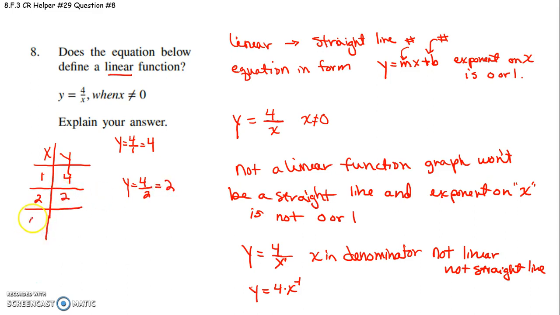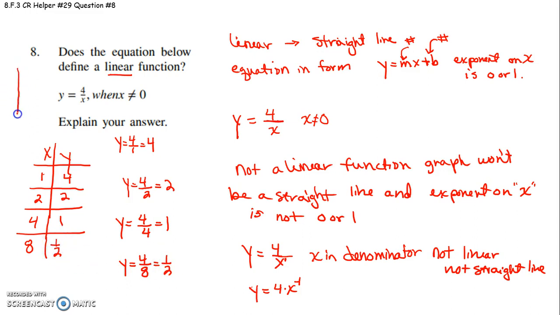Let's plug in 4. Y equals 4 over 4. 4 divided by 4 is 1. So 1 will be on our graph. And now I'm going to just go ahead and substitute in 8. Y equals 4 over 8. 4 over 8 is the same as 1/2.